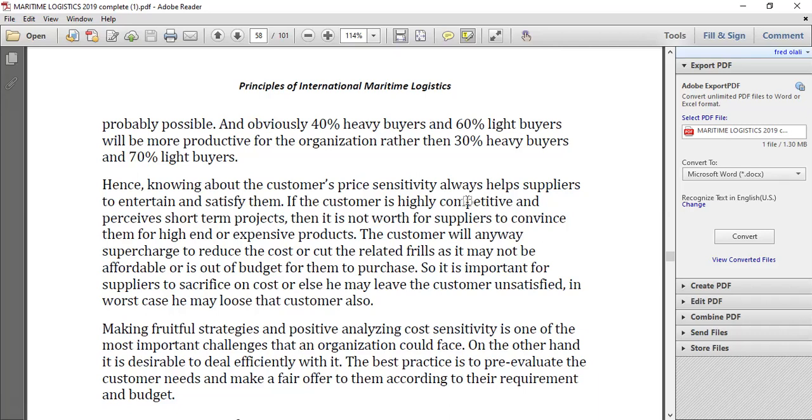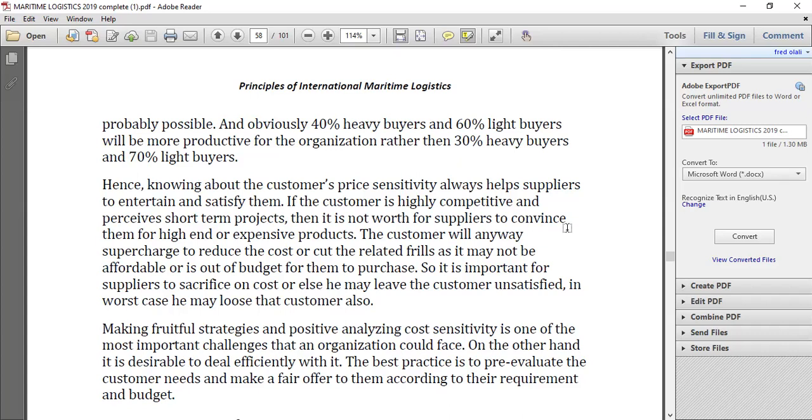So if the customer is highly competitive and perceives short-term projects, then it is not worth it for the supplier to convince them to buy high and expensive products. Customers will anyway try to reduce the cost or cut the related frills, as it may not be affordable or may be out of the budget for them to purchase. So making fruitful strategies and analyzing cost sensitivity is one of the most important challenges that an organization could face.